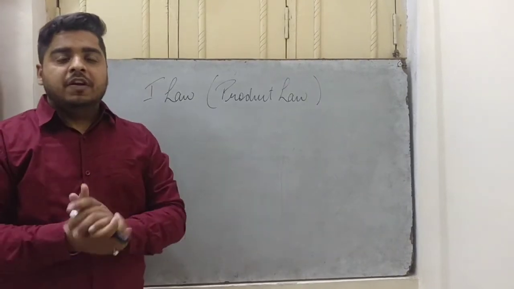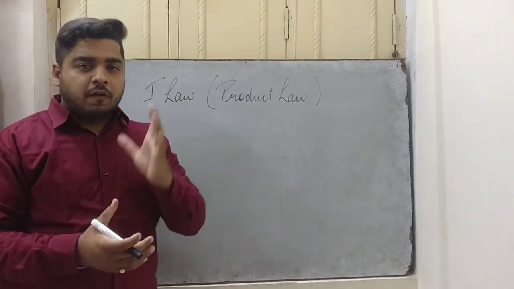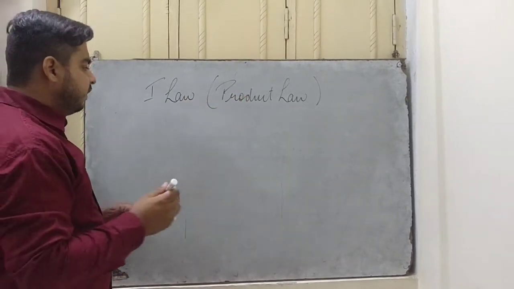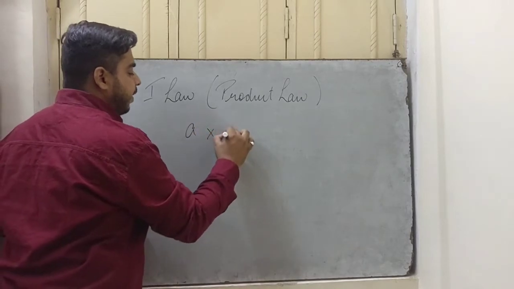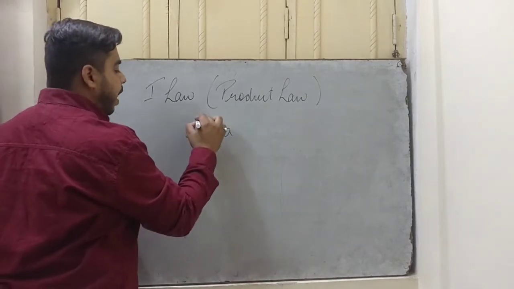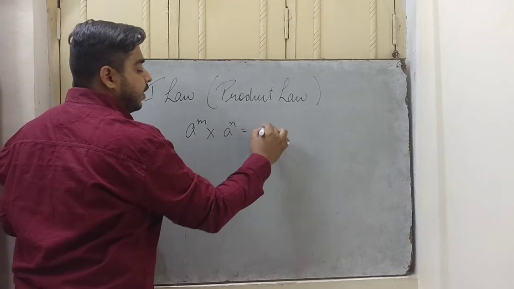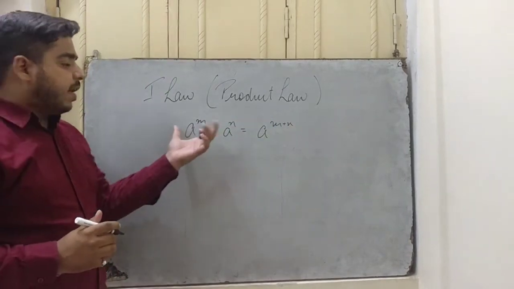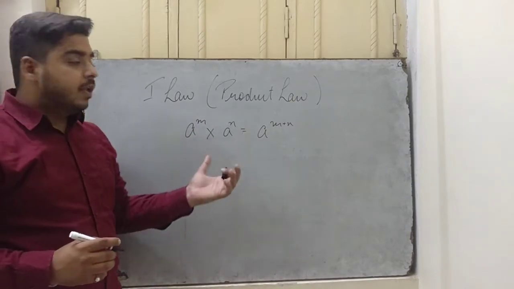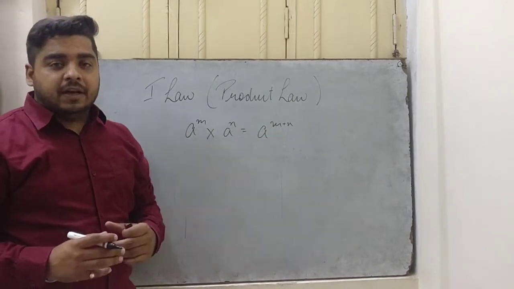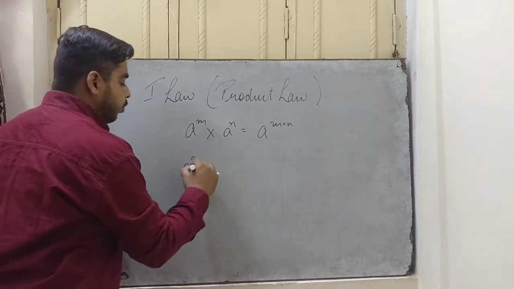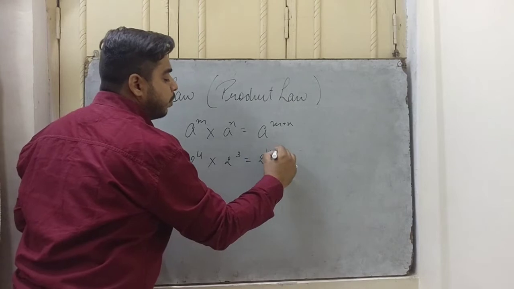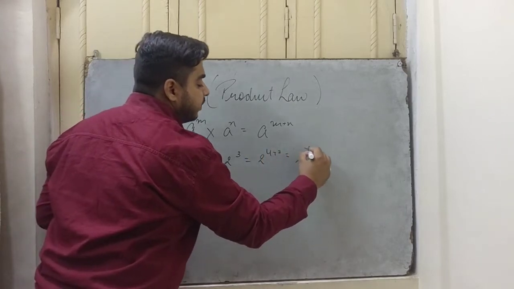So now we will study the laws of indices. Our first law is known as the product law. What is the law all about? It says that if the bases are the same and they have been multiplied and the powers are different, in that case the powers are added. That means if a to the power m is multiplied into a to the power n, then it is a to the power m plus n. For example, 2 to the power 4 into 2 to the power 3 is in the form of 2 to the power 4 plus 3, or 2 to the power 7.